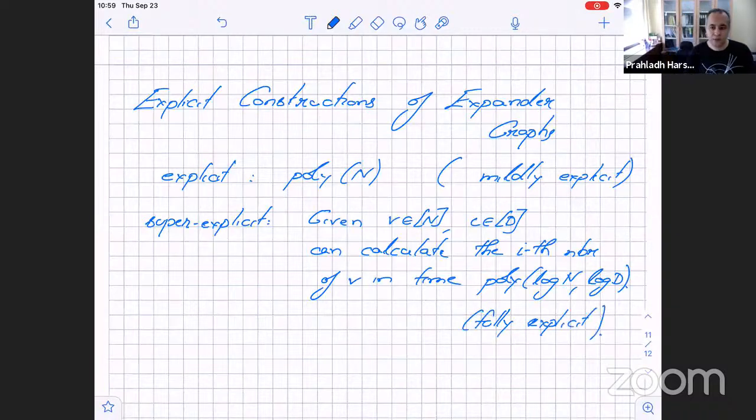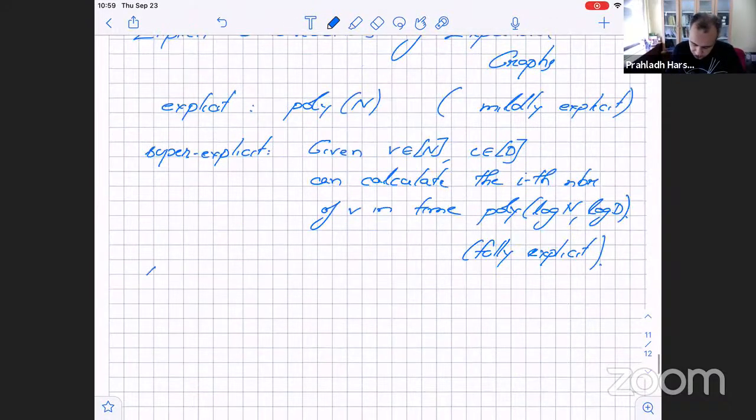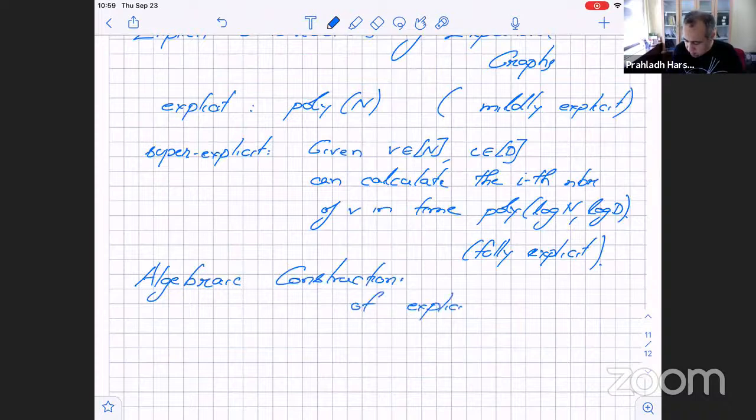Okay. I'm going to give examples of two sets of graphs which have these properties, and the next lecture will give a completely different construction. So what we'll do today is we'll see three algebraic constructions of explicit expander graphs. I'll do that without proof.